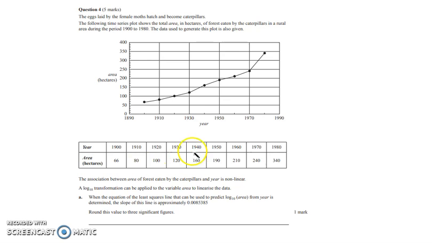We have been given a table with the year values and the values of the area in hectares. The first part of the question says the association between area of forest eaten by caterpillars and year is nonlinear. A log 10 transformation can be applied to the variable area to linearize the data. The equation of the least squares regression line can be used to predict the log area from the year is determined, and the slope of the line is approximately 0.00885385. Round these values to three significant figures.